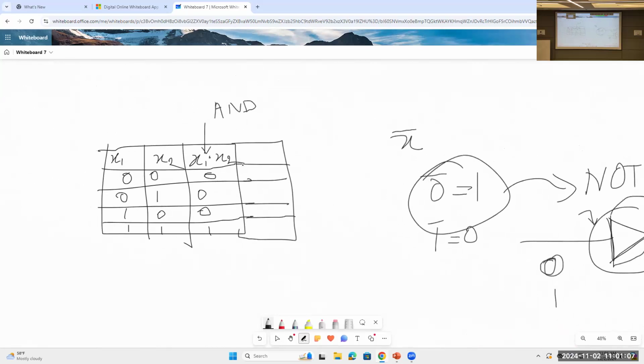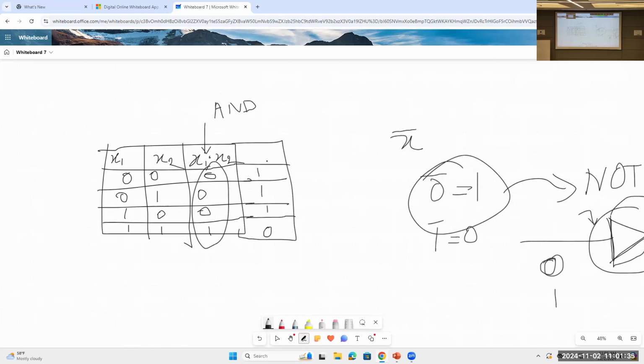So let's invert these results. If we invert 0, it will be 1. If we invert 0, it will be 1. I'm just inverting every element of this output. It will be 1 and this will be 0.